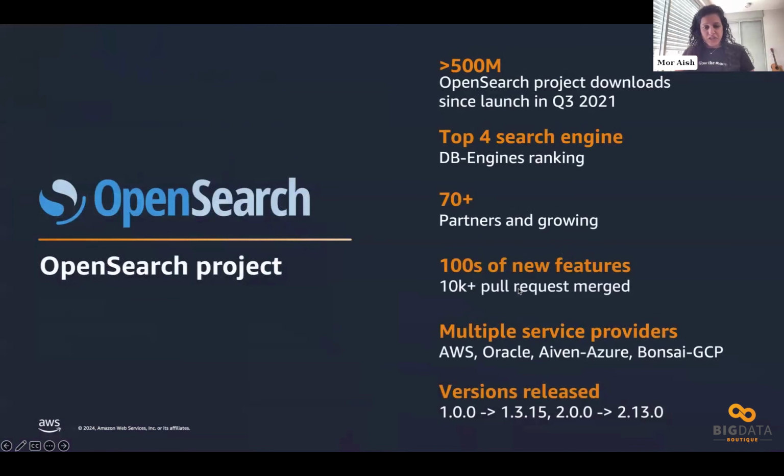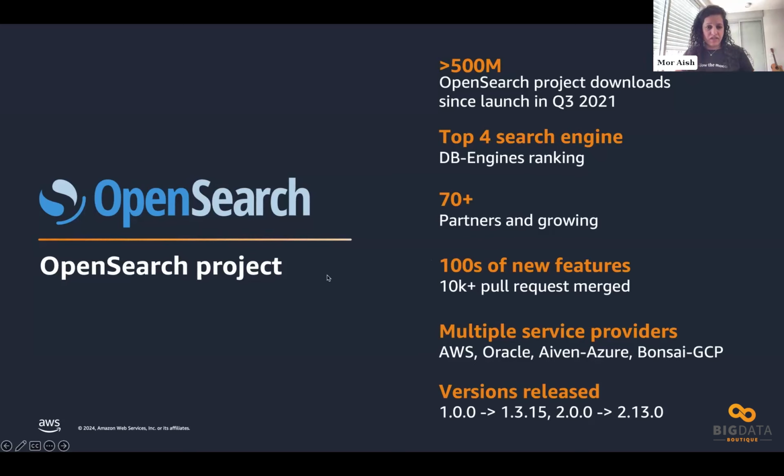So the OpenSearch project started off as a fork of Elasticsearch version 7.10 almost 3 years ago, and had over 500 million downloads ever since, which positioned it amongst the top four search engines currently in the market, with over 70 different partners and contributors developing hundreds of new features ever since.